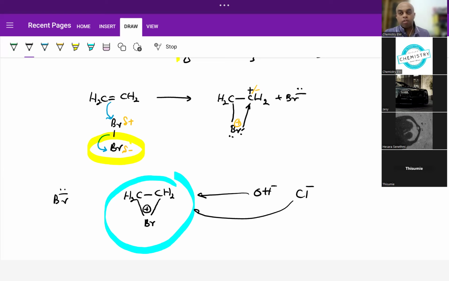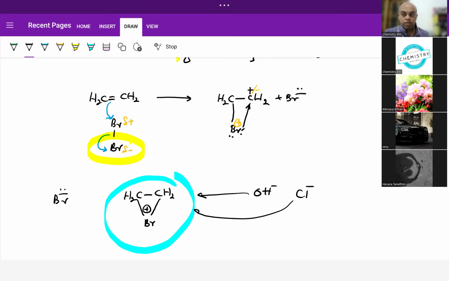Like that. So in order to have only Br minus ions inside the medium, and to make sure only Br minus ions will be attacking this carbocation, this electrophile, we need to make sure only Br minus will be there. Then we are applying Br2 with CCl4. That is the idea, right? So that's why we need to apply Br2 with CCl4.